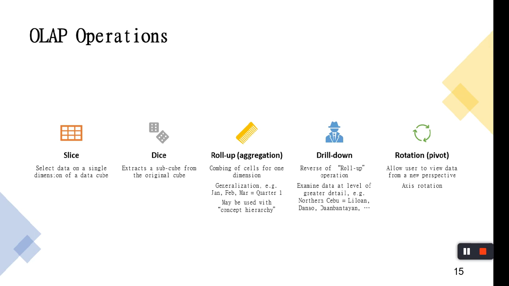And then the last operation will be pivot. This will allow users to view data from a new perspective. This is also referred to as axis rotation.